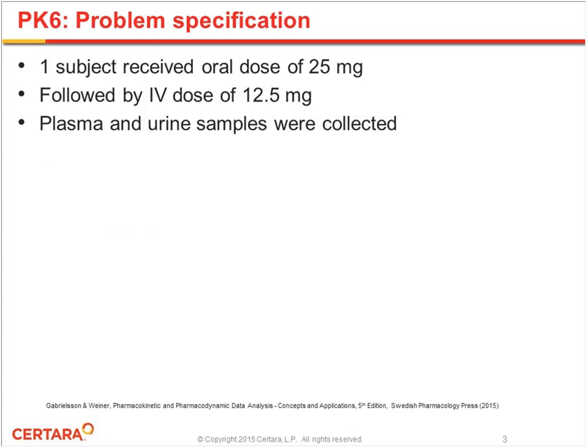The data that we are using here is typical from a single subject. This subject received an oral dose of 25 mg, followed by an IV dose of 12.5 mg. Following the doses, plasma and urine samples were collected.